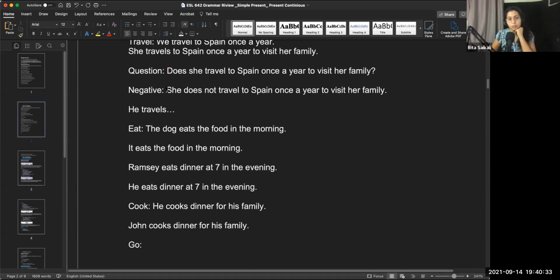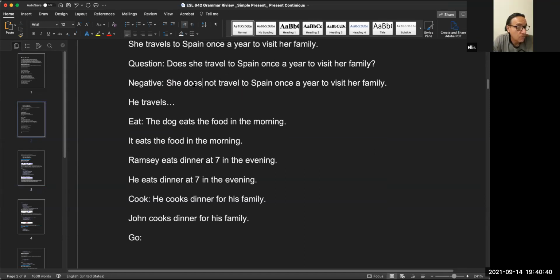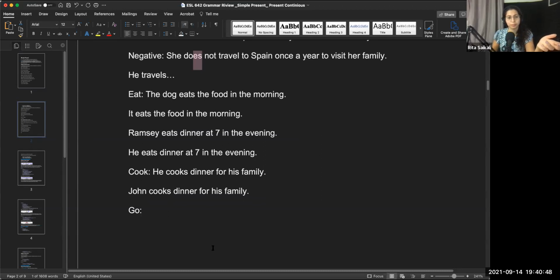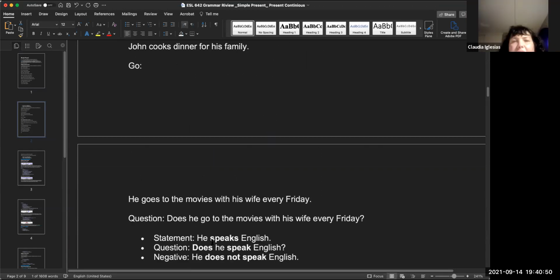So here too, she does not travel. There's no s, but there is an es on do. So the conjugated verb is to do. Okay, does that make sense? So there's only one verb that's usually conjugated, and in this case, it would be the verb to do.